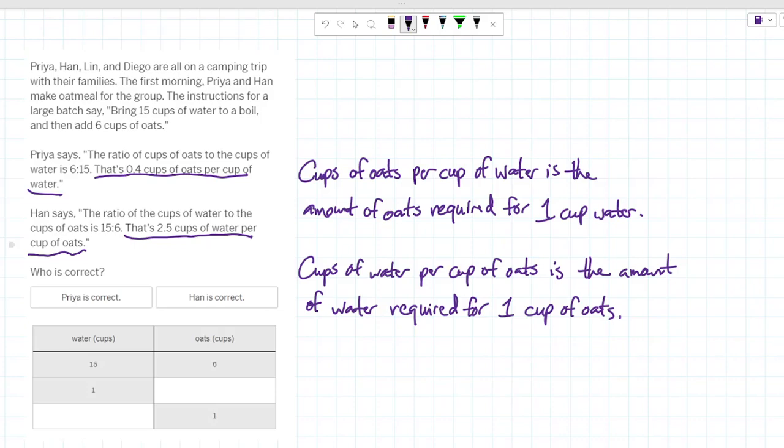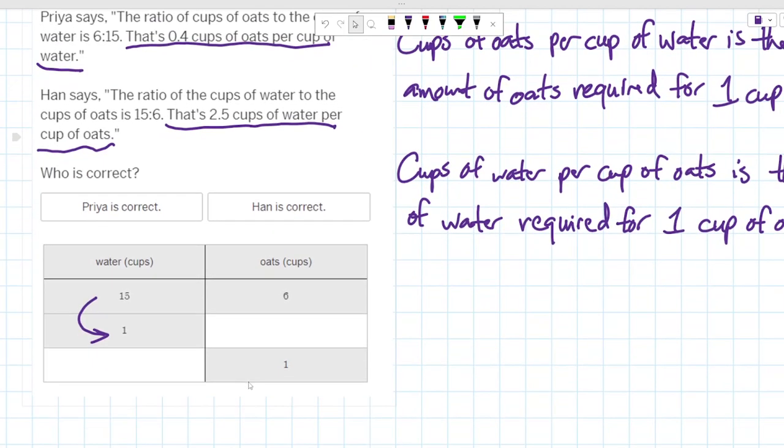Okay, so the first thing in our table we see 1 cup of water. So this would be finding how many cups of oats per cup of water right here. So how do I get from 15 to 1 in terms of multiplication or division? Let me zoom in just in case it might be hard to see. Don't forget to copy this table down on your paper or whiteboard if you haven't already, so that you'll be able to work the problem with me. 15 divided by what is 1? 15 divided by 15 is 1. Because any number besides 0, if we divide it by itself, we're going to get 1.